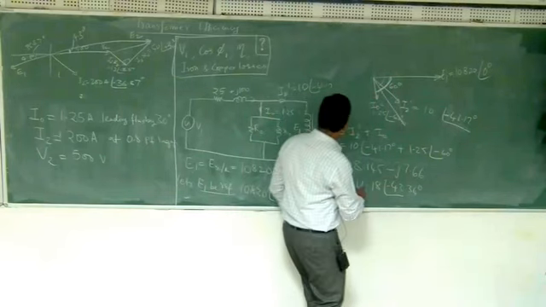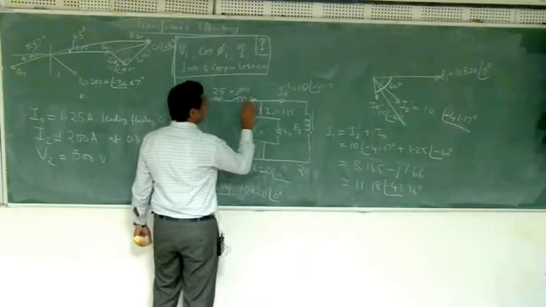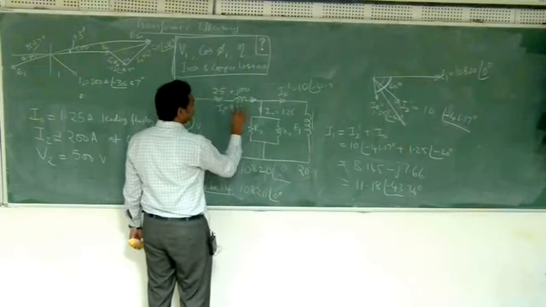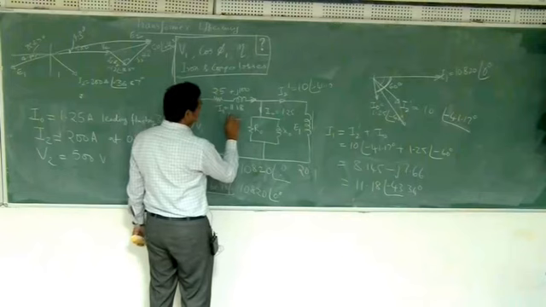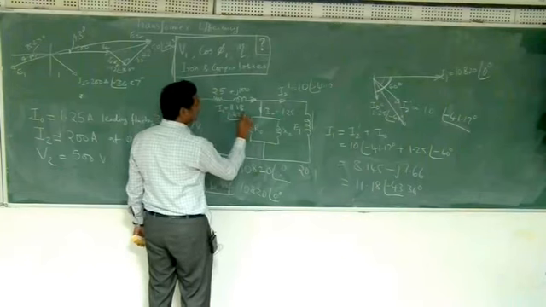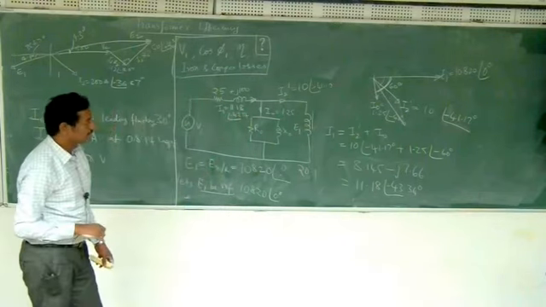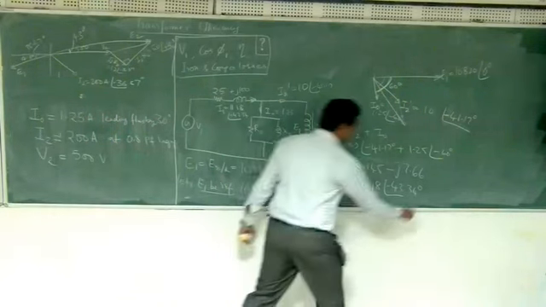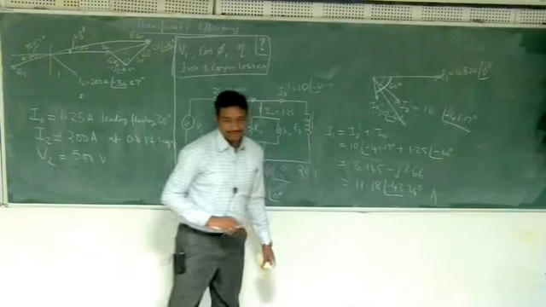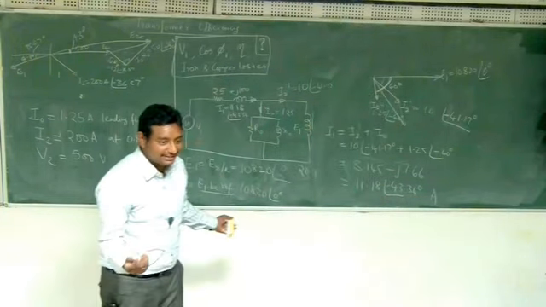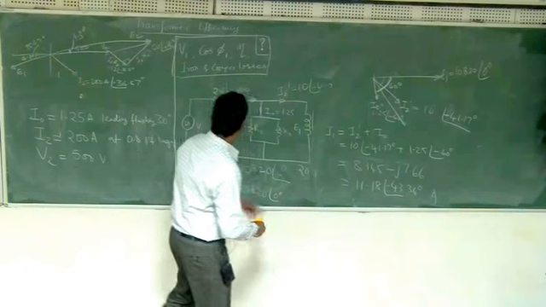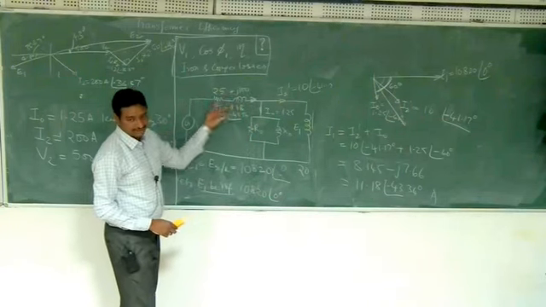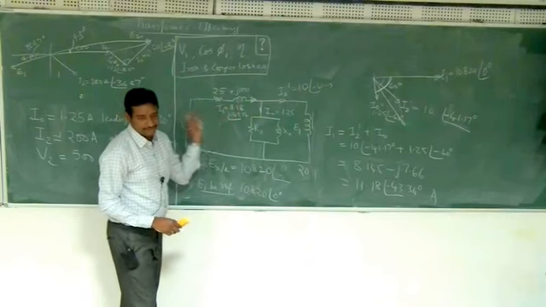So I'll write it here now. I1 equals 11.18 and the angle is minus 43.34. I hope it is correct. This is in amperes. With that assumption, we'll move forward. What is the next step? Now it is very easy. This current I1 flowing through 25 ohms and 100 ohms reactance, so there will be that much voltage drop here.